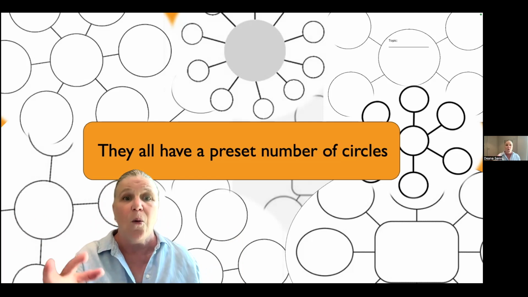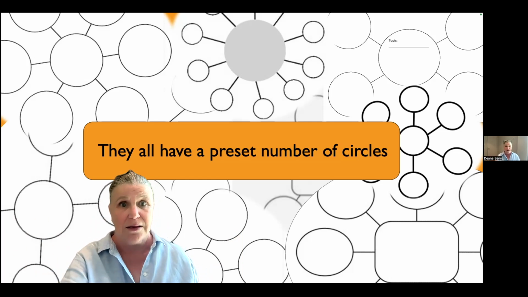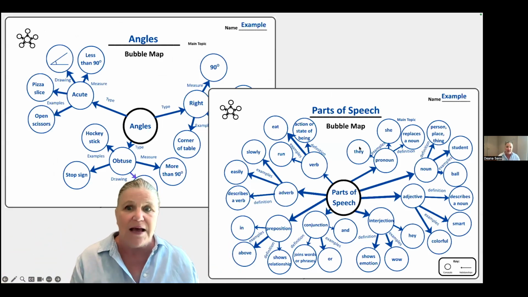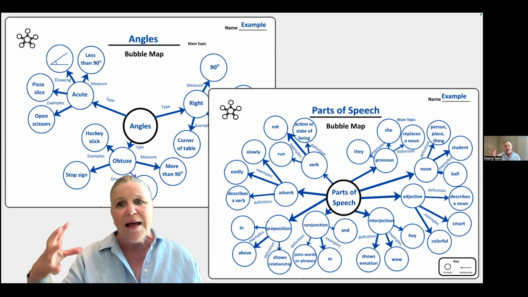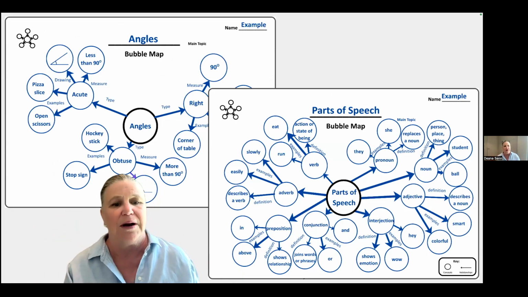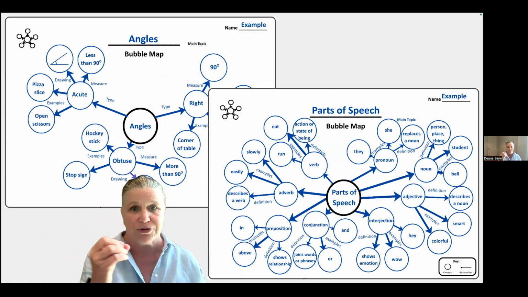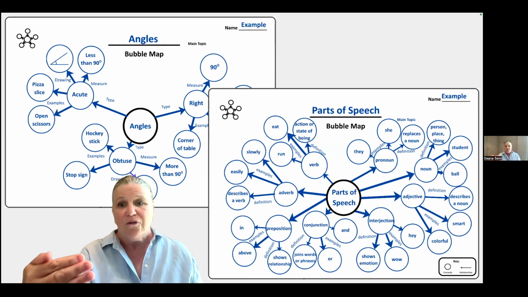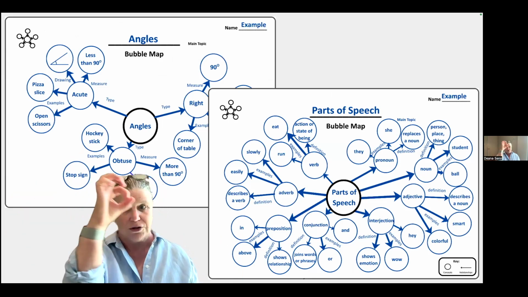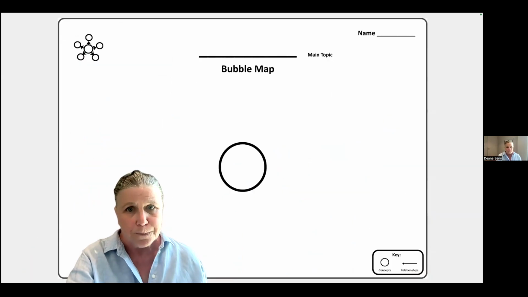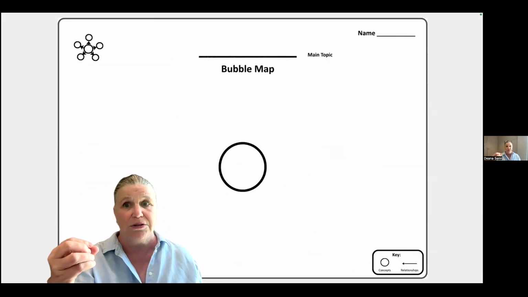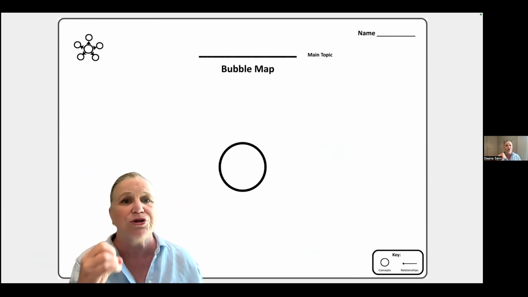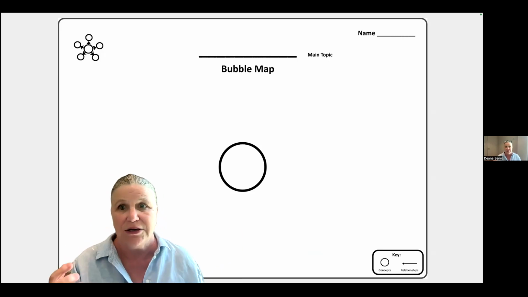So let's talk about what a bubble map can look like, right? Bubble maps can look much more robust than we tend to see the templates being. And that allows students to truly organize and categorize concepts related to a topic. So how do we get this type of bubble map from students who are used to the four circles or the six circles? How do we start students with basically a blank page, right? How do we start students with one circle and get that slide that I just showed you?